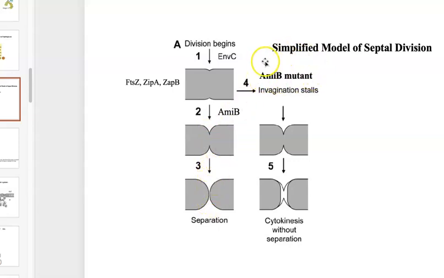If you have an amidase mutant, for example, that lacks the ability to break this down, then septation stalls. As a result, you get cells that are linked together unnaturally. They wouldn't normally do that. And so amidases are really important for cytokinesis.